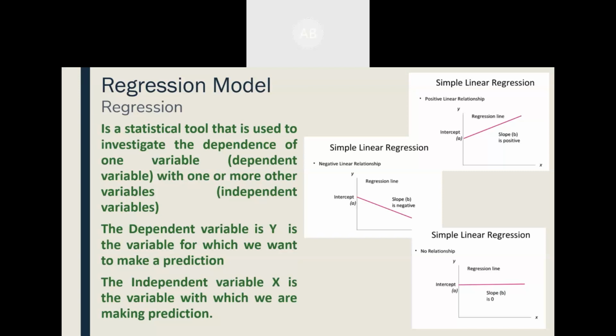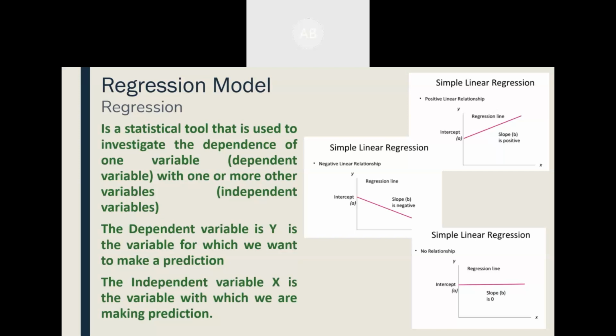So, for example, if you are having a lot of rainfall, then maybe it will translate into flooding. In that case, flooding is dependent on rainfall. So rainfall is the independent variable, and flood is the dependent variable. Like regression, or like correlation also, in that case we have two variables, one dependent and one independent.